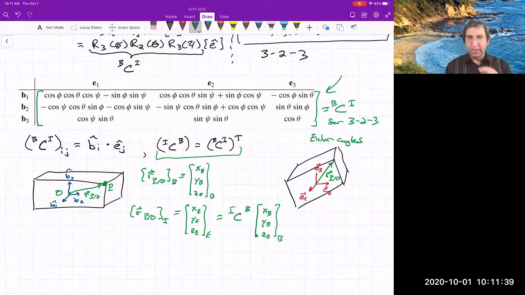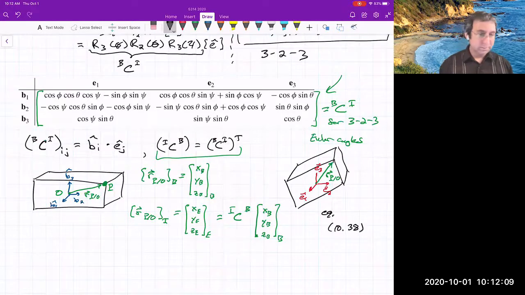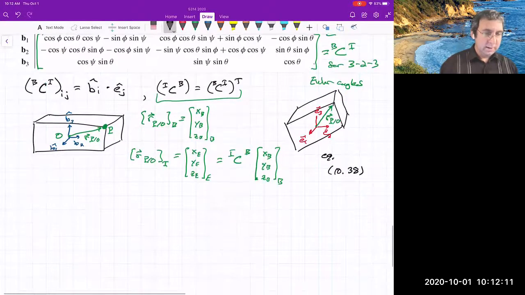And now I've used the example of I'm trying to track the corner. You could use this relationship for any vector that's in the body fixed frame to transform what are its components in the inertial frame. Any vector, not just a vector that's some point on the body, but any vector. And if you want to follow along in the book, this is equation 10.38.